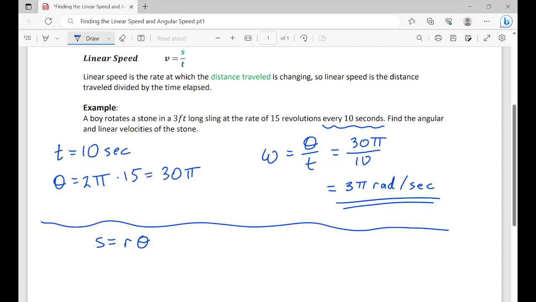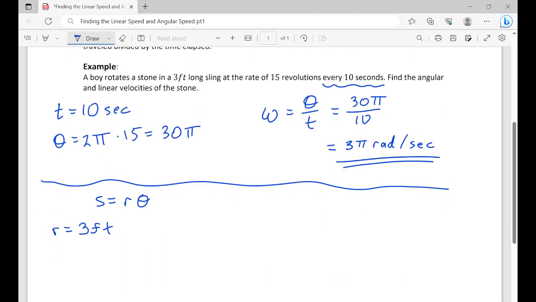We know that the boy rotates a stone in a 3-foot long sling. That means with the boy being at the center, the sling is 3 feet out going in a circle. So that is your radius here, 3 feet. And we know theta from up here, 30 pi. Nice and easy. So we can plug this in to get s. It's going to be 3 times 30 pi, which will be 90 pi.